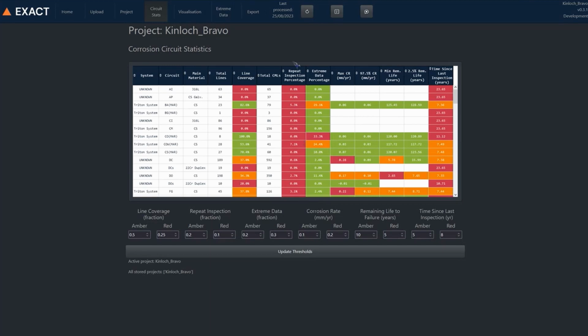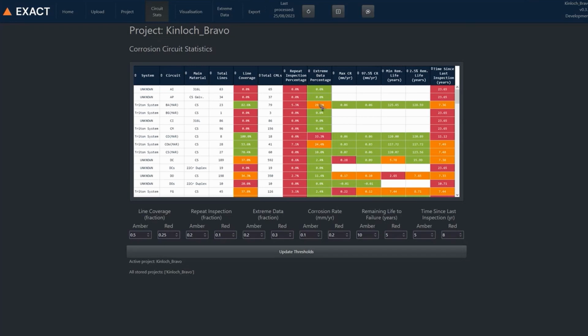I also want to look at the repeat inspection percentage. Because we're going to be looking at corrosion rates and remaining lives, these require at least 2 measurements on a given test point to be calculated. You need that to draw a line between them. As such, the percentage of re-inspected test points is a very good indicator of how representative those corrosion rates and remaining lives will be.